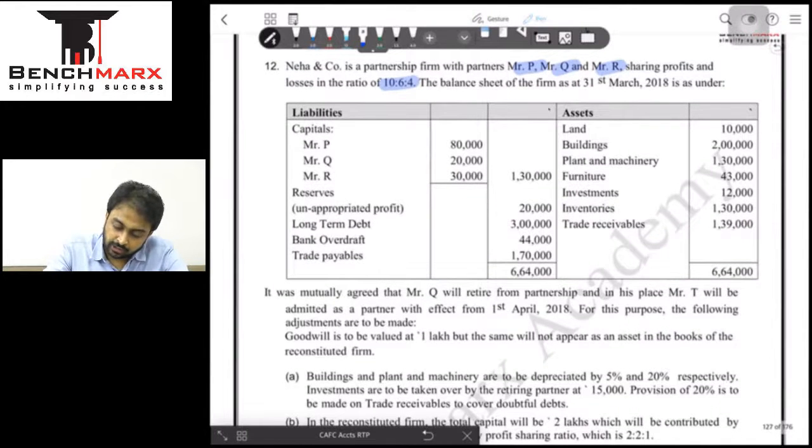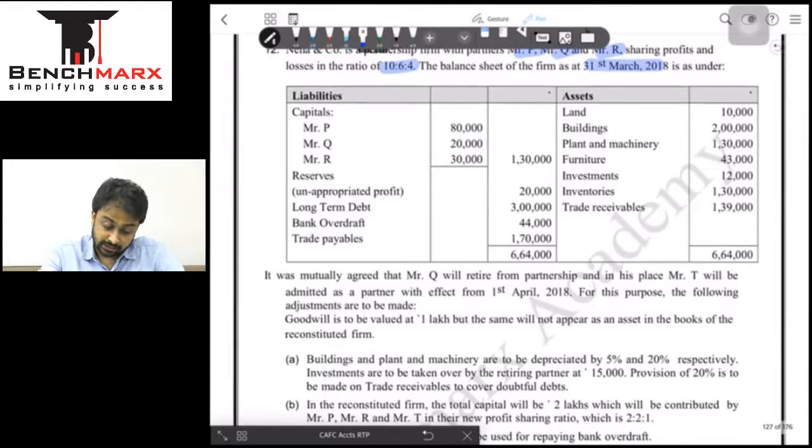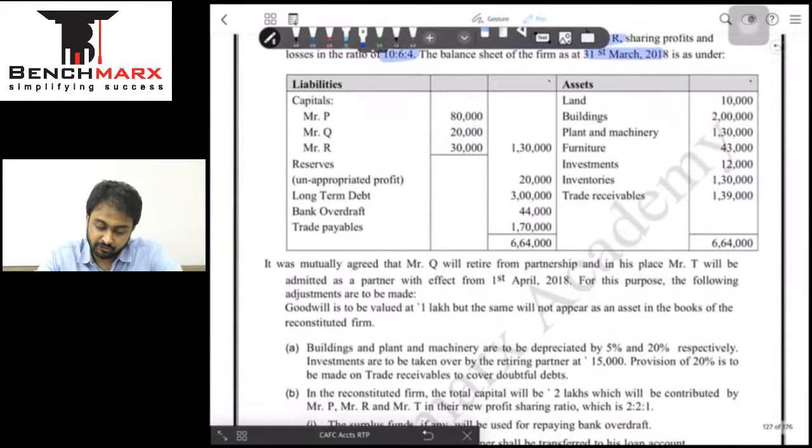Balance sheet is given on 31st March 18. We've got capitals, we've got reserves, we've got debt, we've got OD, we've got liability of your creditors. There is land, building, plant, furniture, investment, inventory and trade receivables. Regular balance sheet.